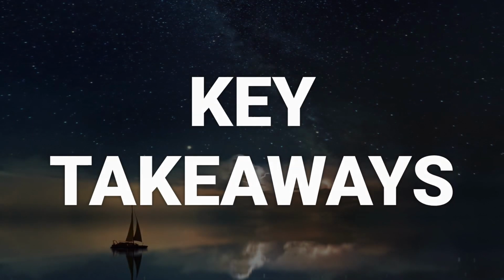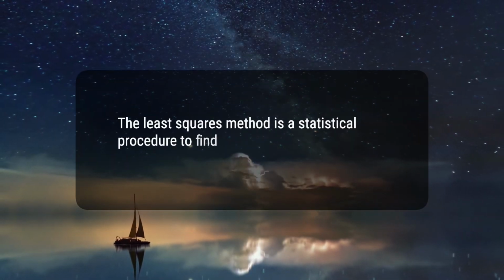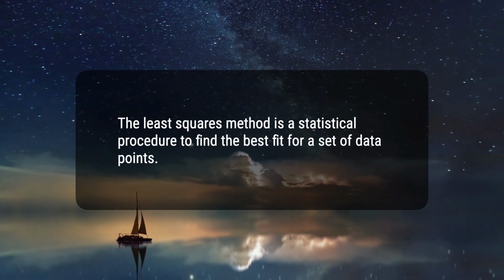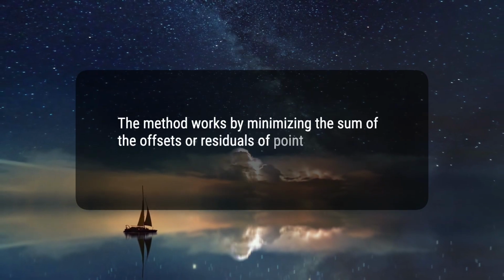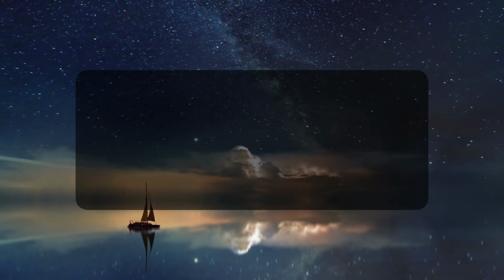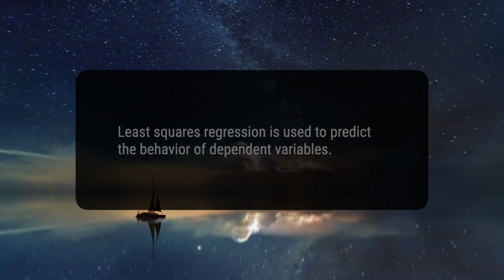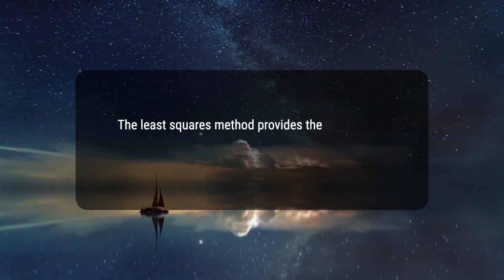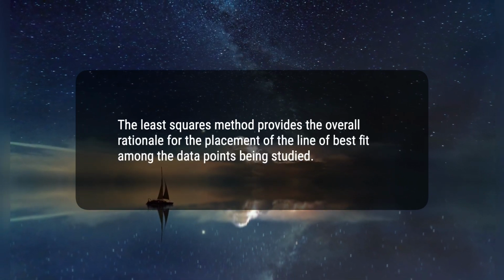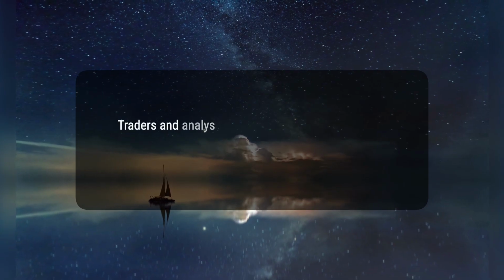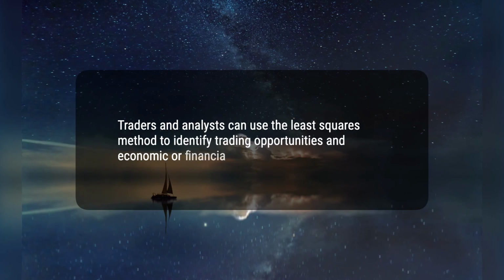Here are 5 key takeaways. 1. The least squares method is a statistical procedure to find the best fit for a set of data points. 2. The method works by minimizing the sum of the offsets or residuals of points from the plotted curve. 3. Least squares regression is used to predict the behavior of dependent variables. 4. The least squares method provides the overall rationale for the placement of the line of best fit among the data points being studied. 5. Traders and analysts can use the least squares method to identify trading opportunities and economic or financial trends.